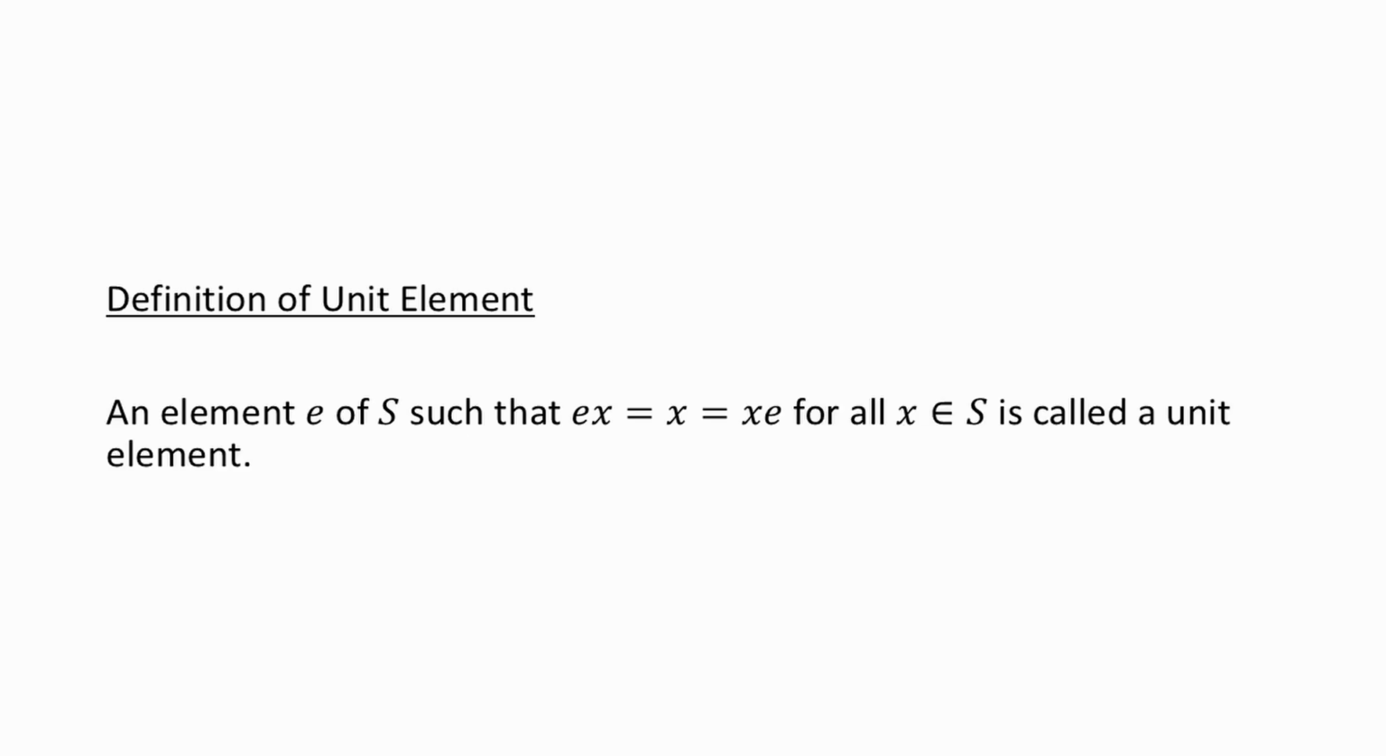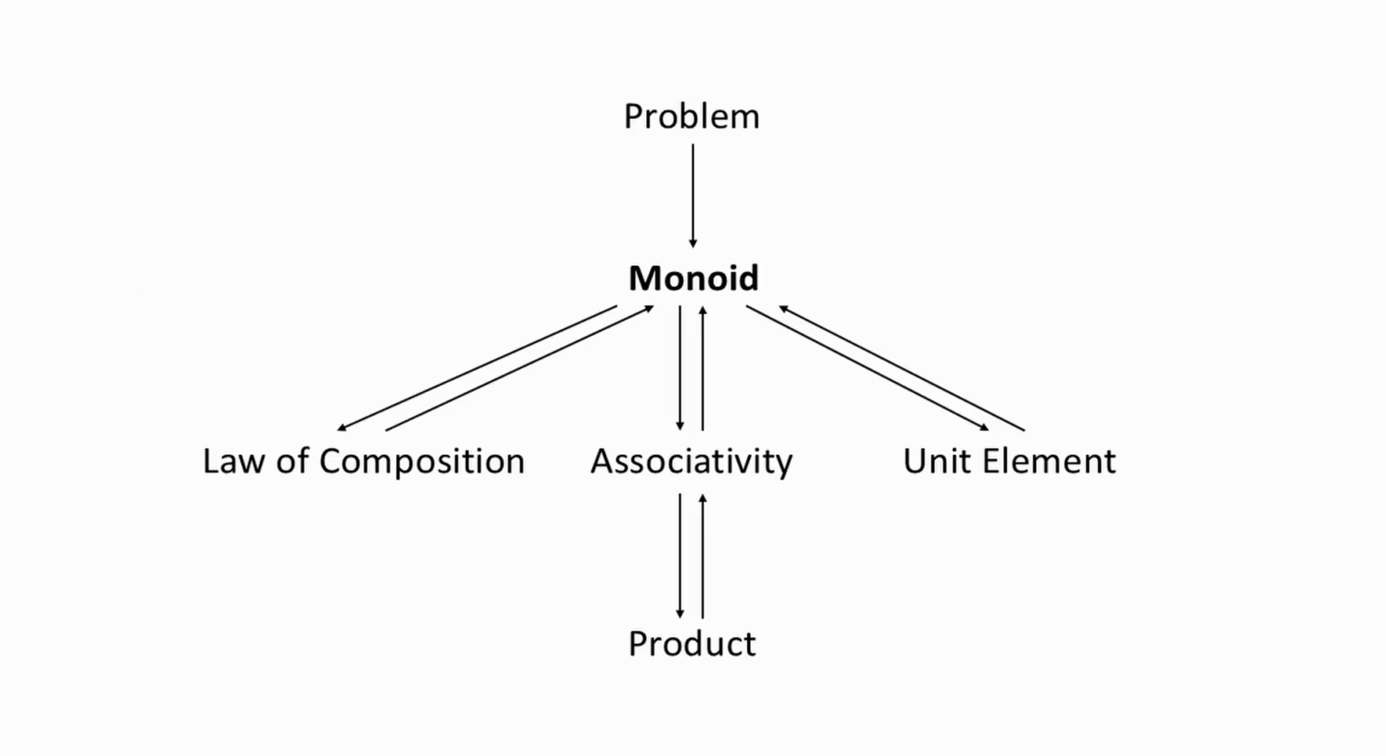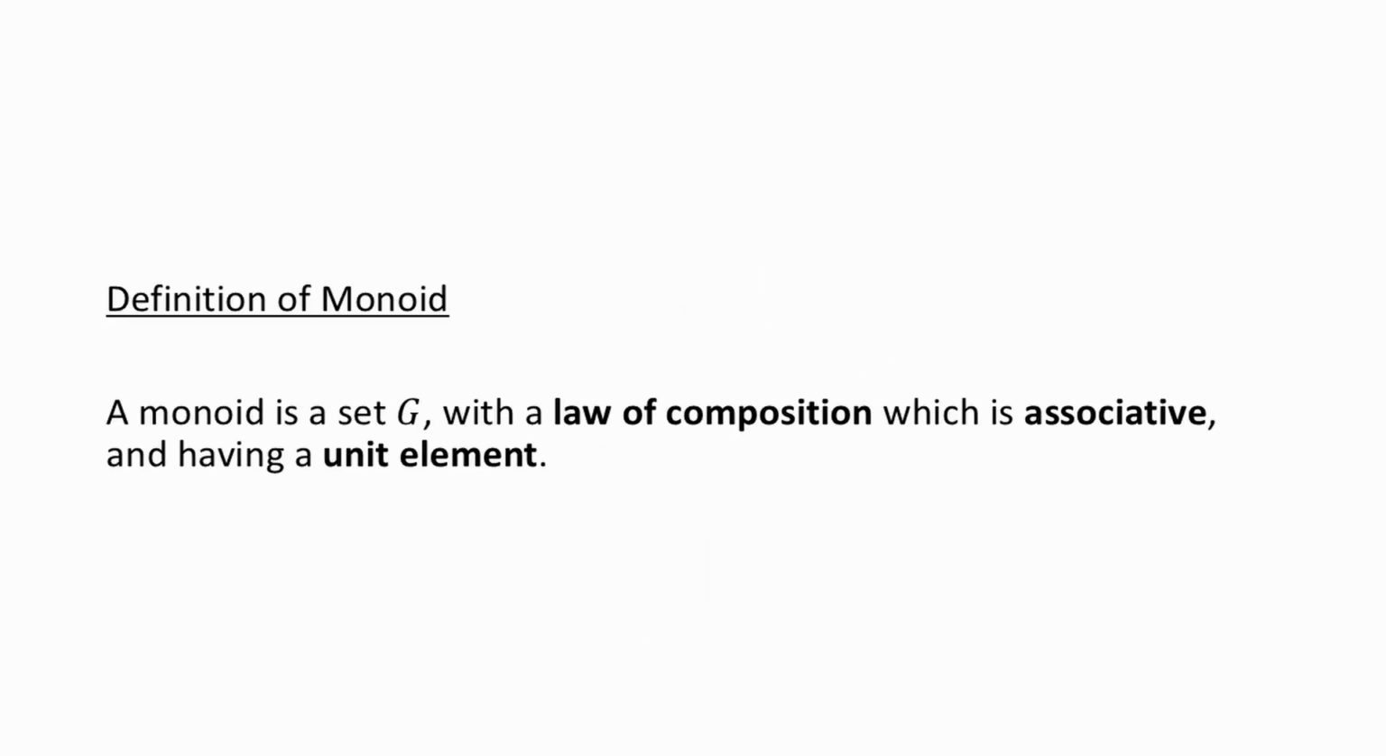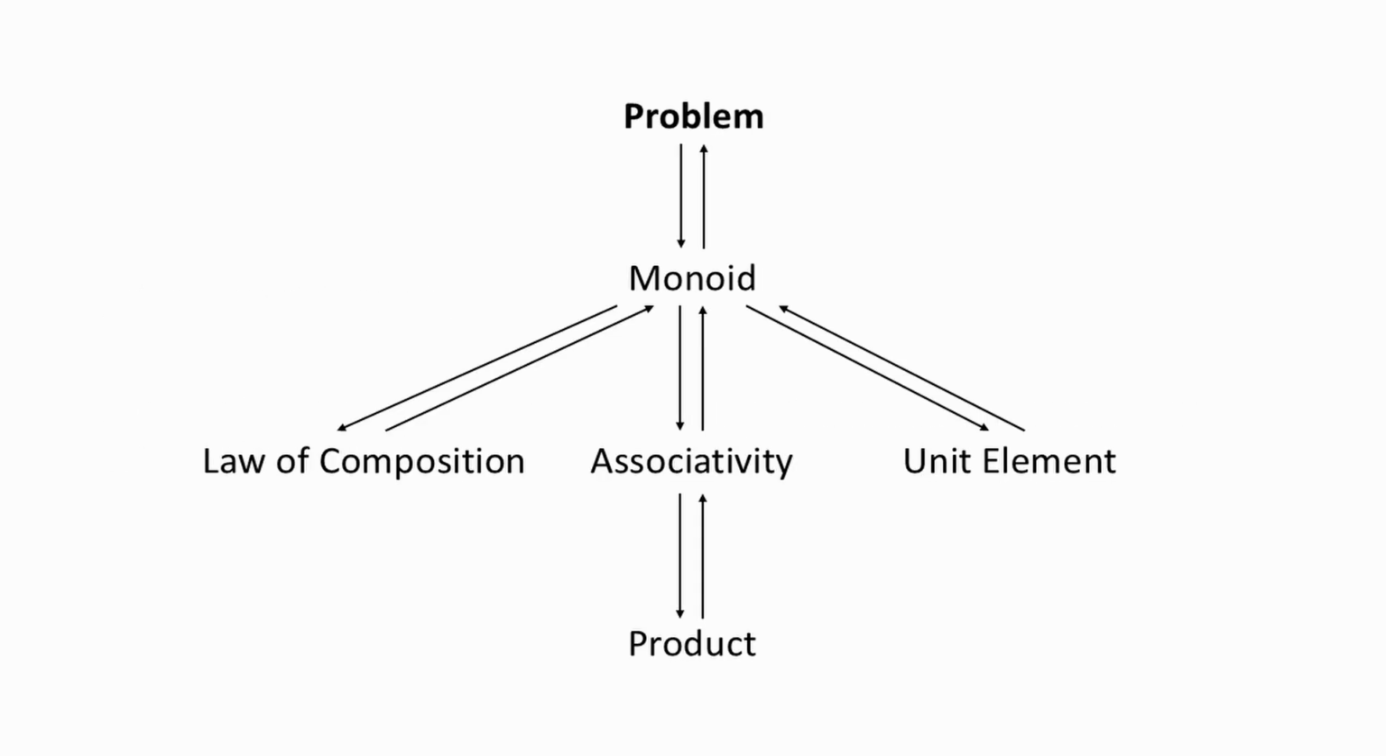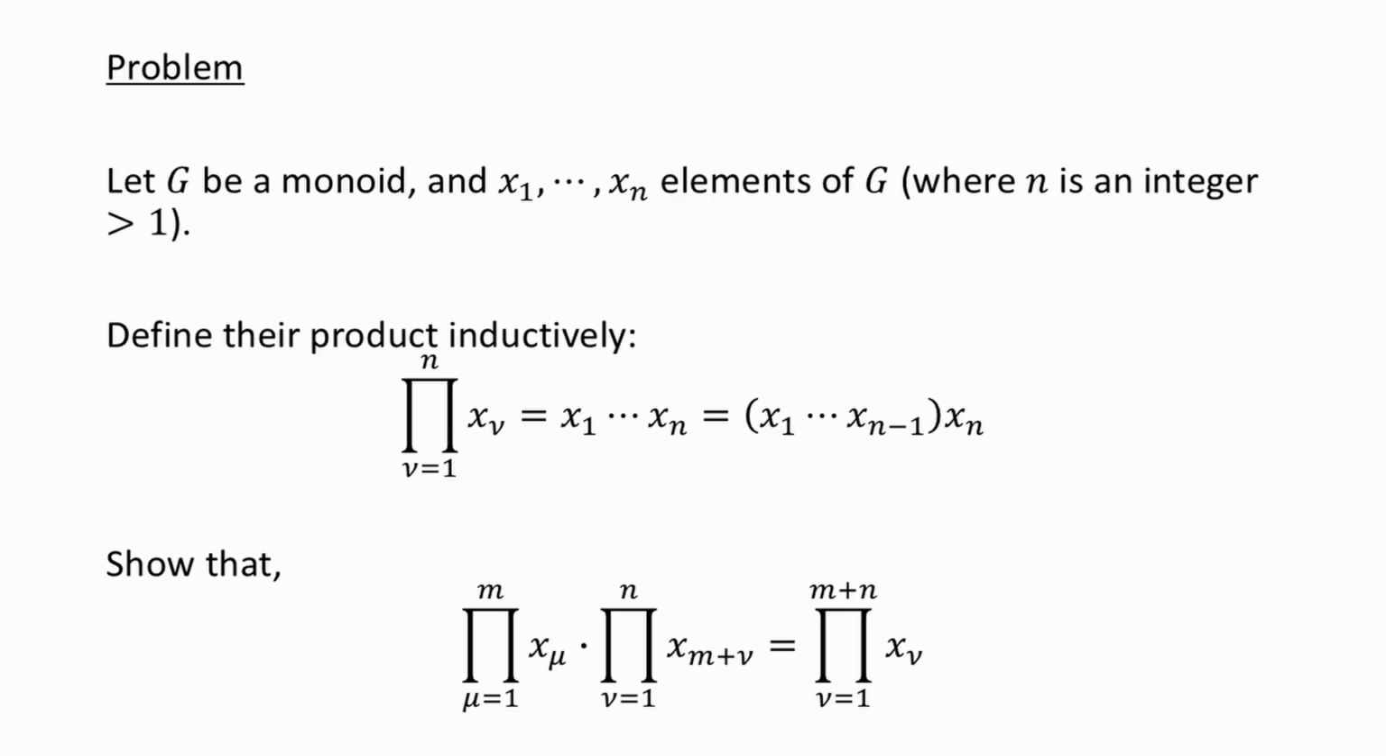Definition of unit element: an element e of S such that ex equals x equals xe for all x in S is called a unit element. Here I omit the one-line proof of the uniqueness of e. I believe you can figure it out by yourself. Now that I have covered all of the terminologies in the definition of monoid, I can go back to the problem itself. Let's rewrite the problem in a more fundamental language.